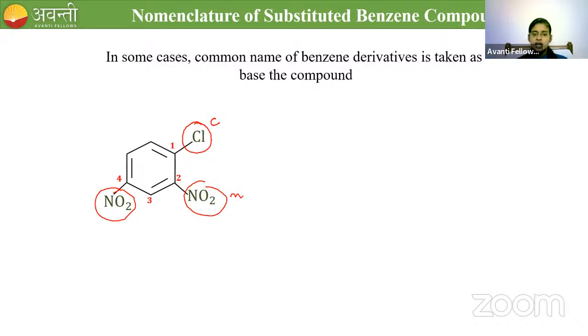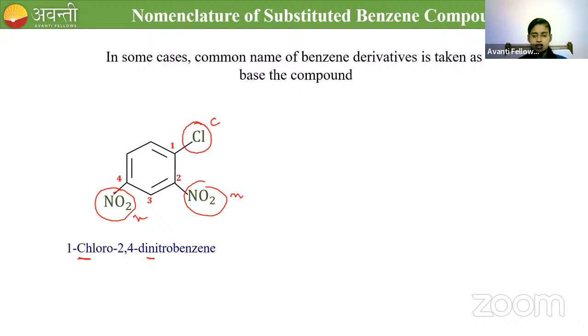So now what we have to do? We have to follow the alphabetical order. Which comes first in the alphabet? C, right? So it is 1-chloro-2,4-dinitrobenzene. Is it clear to all of you? Any doubt? 1-chloro-2,4-dinitrobenzene. I'm just following the alphabetical order. That's all. After numbering, go for alphabetical order and start naming the compound.